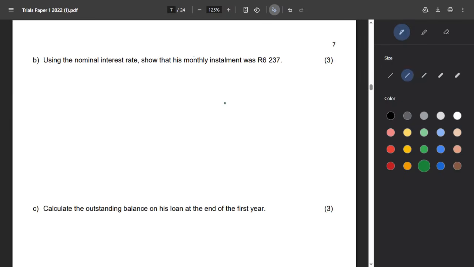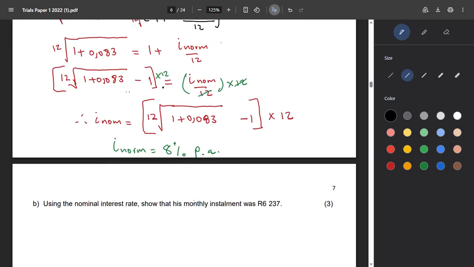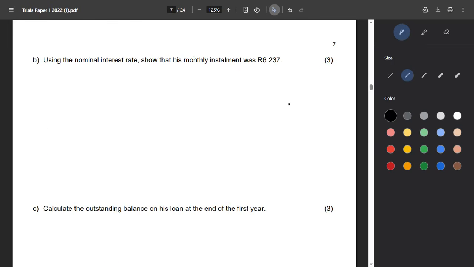Okay, so use the nominal interest rate. So the interest rate is 8%. Use that nominal interest rate to show that his monthly installment was 6,237. Ladies and gents, this is a loan, and if it's a loan, it's a present value, and the formula for present value is P equals X into 1 minus 1 plus i, everything to the power negative n, then close the bracket, divide that by i.